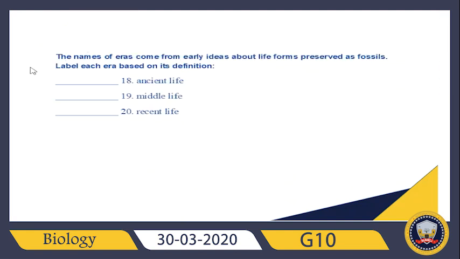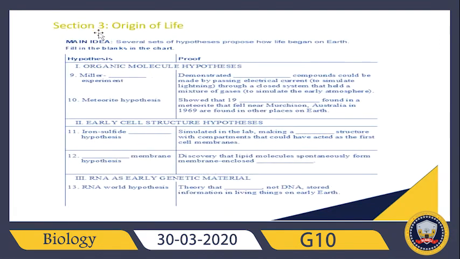So guys, the following question, I will leave it for you as homework, and now let us move to the next slide and section number 3, origin of life. The main idea is several sets of hypotheses propose how life began on Earth. So fill in the blanks in the chart. We have here the 3 hypotheses: the organic molecular hypothesis, early cell structure hypothesis, and RNA as early genetic material.